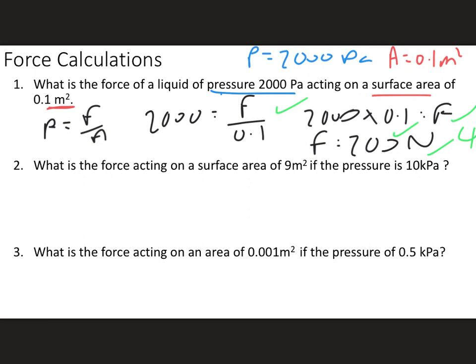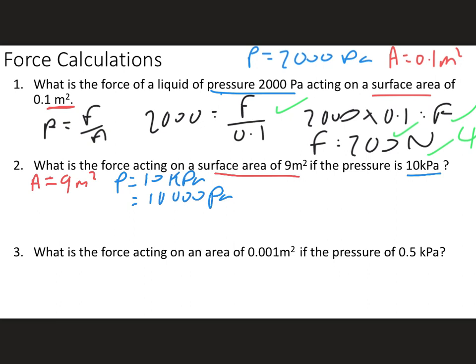So in this case, we're going to go through this and let's highlight what we know again. So we've got a surface area here of 9 meters squared. I'm just going to put this on this side actually. So A equals 9 meters squared. We then have a pressure of 10 kilopascals. Pressure equals 10 kPa. Remember, you should hopefully get used to this now. If I've got kilo, I need to times by 1,000, which means that is going to equal 10,000 pascals.